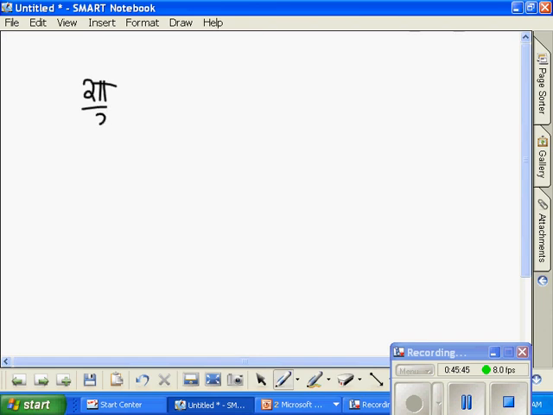So if I give you 2 pi over 3, without looking at your unit circle, I know you want to, can you think of or figure out what that ordered pair would be?